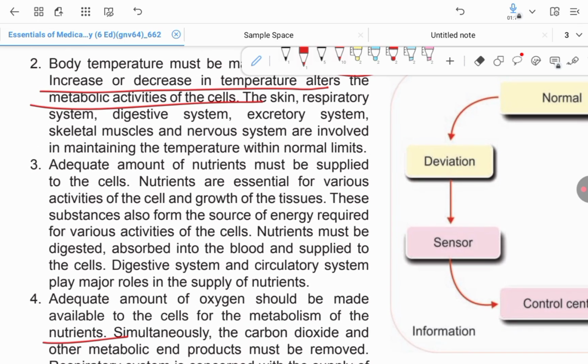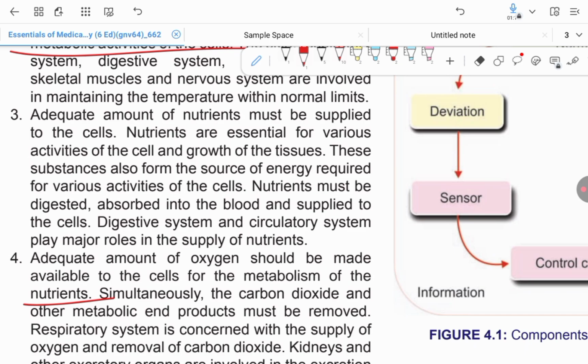So an adequate amount of nutrients must be supplied to the cell. Nutrients are essential for the various activities of the cell and the growth of the tissue. These substances also form the source of energy required for various activities of the cell. Nutrients must be digested, absorbed into the body, and supplied to the cell.